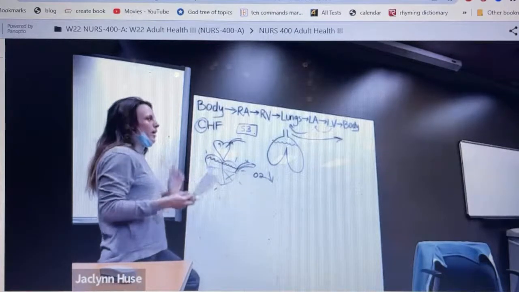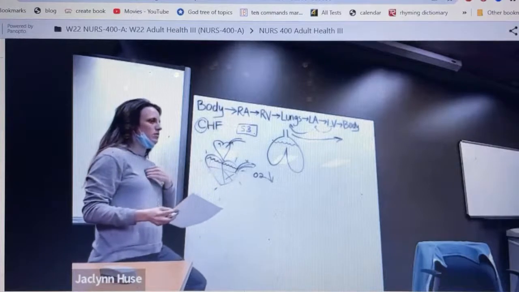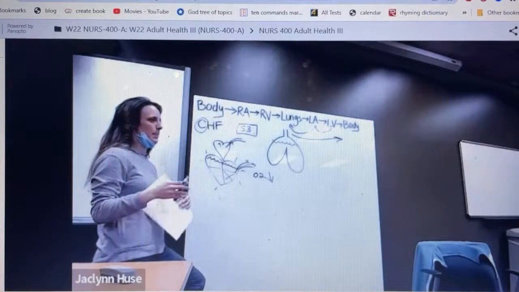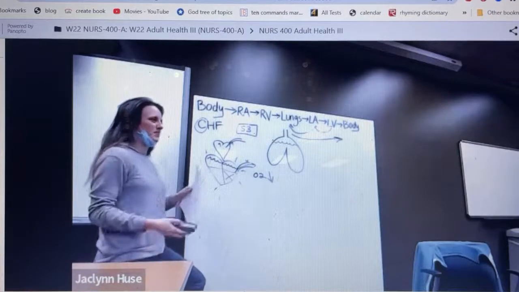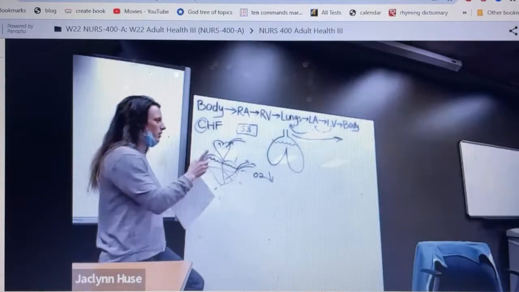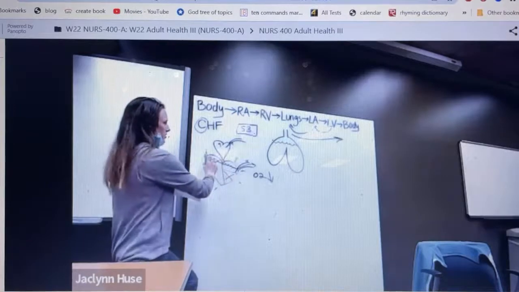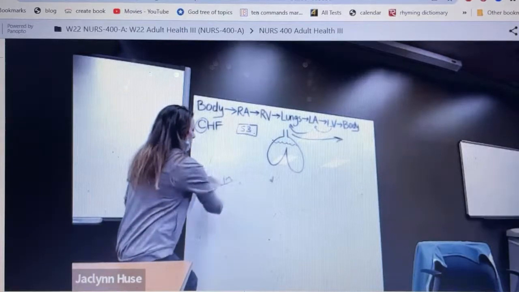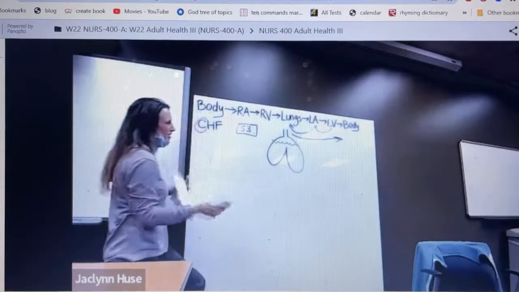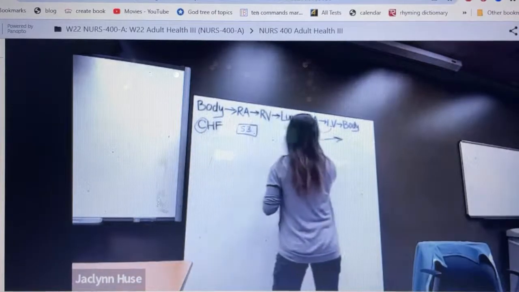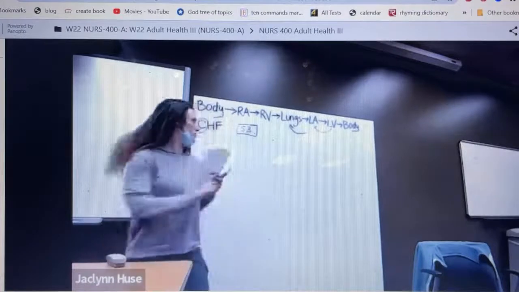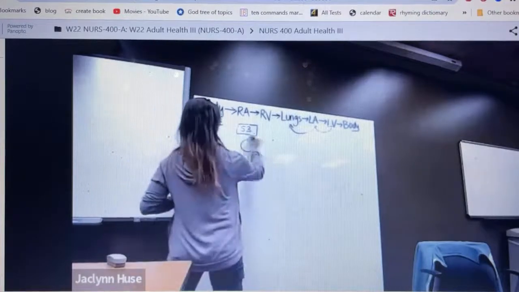What about the location of where you hear the heart? So she said the point of maximum impulse, the PMI. It's displaced because the heart is kind of enlarged. Can I erase this? Okay. So the best way I can explain this is in a picture. So this is the person.